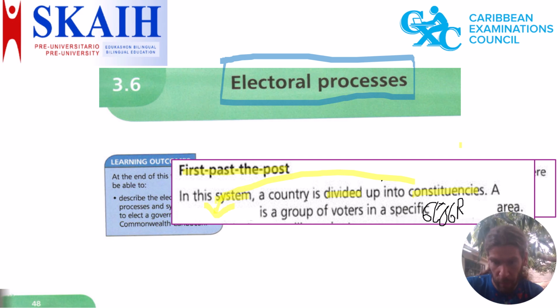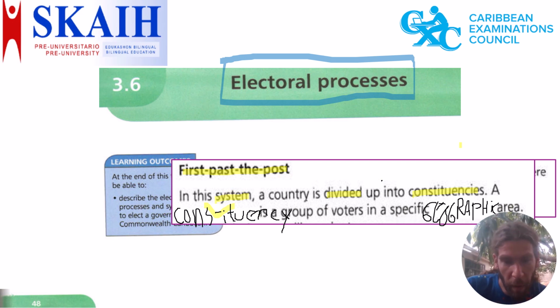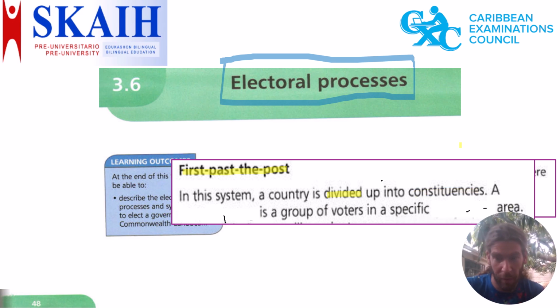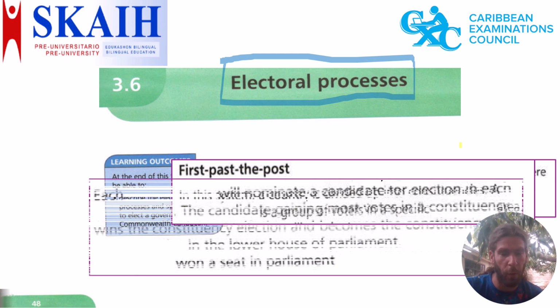geographic area. So we have the country, but it is divided up into smaller geographic areas, and each geographic area has a winner. So a constituency is a group of voters in a specific geographic area. That is a very important element of the first past the post system.